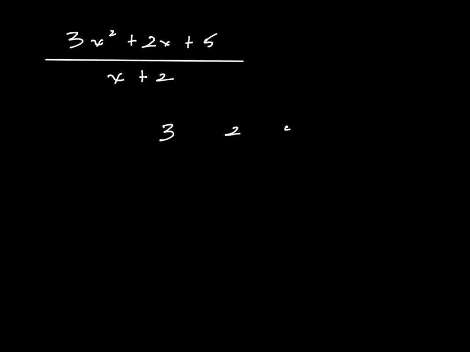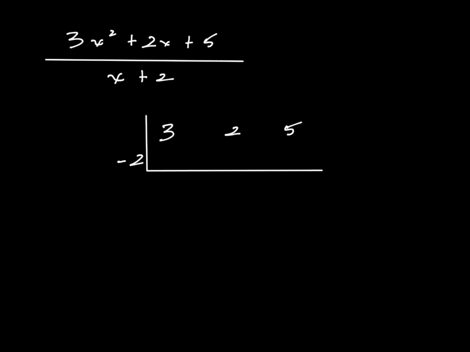So a reminder of how that works: we use only the coefficients. You have to make sure that each variable is accounted for. So we have x squared, x to the first, and then x to the 0, so they're all there. So we take the coefficients, 3, 2, and 5. And since we're going to divide by x plus 2, we're going to use -2 as the number we divide by.